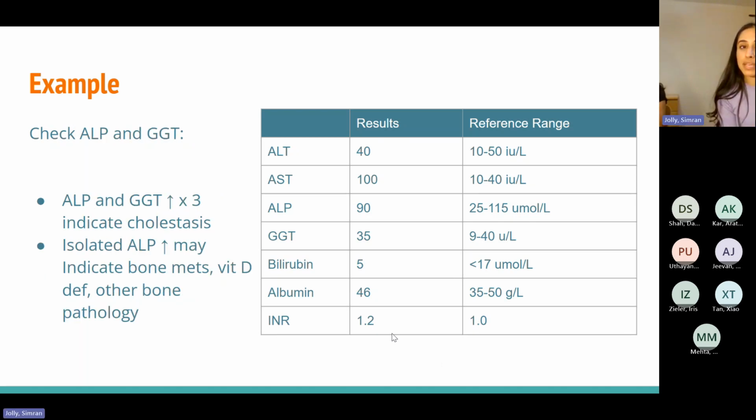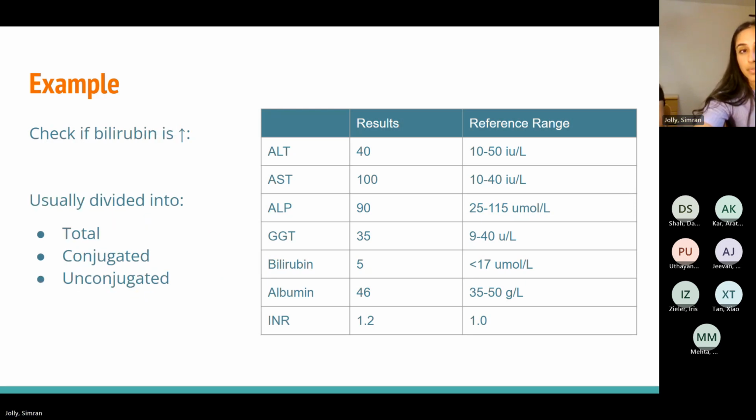And then we're looking at ALP and GGT. I mentioned earlier that if you're looking at an isolated rise in ALP, you can imply that it's some other sort of bone pathology, something with bone turnover. Whereas if ALP and GGT are both risen, you can think about more of a cholestatic picture, whether that's primary biliary cholangitis or whatever else it might be.